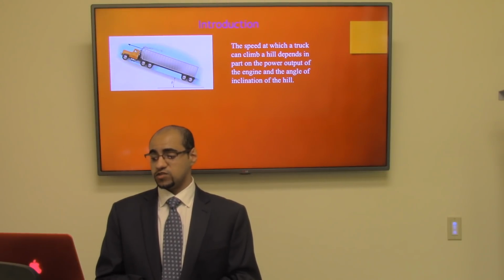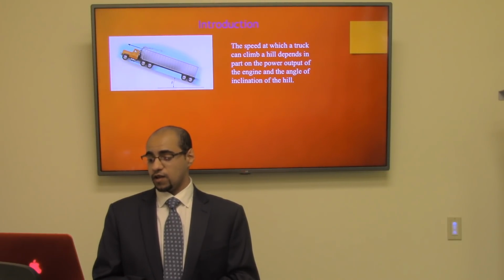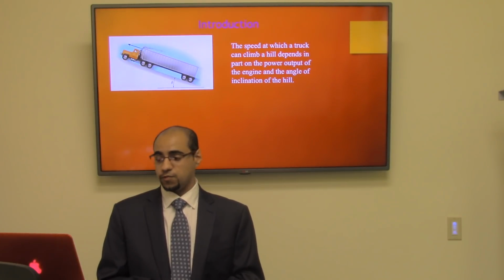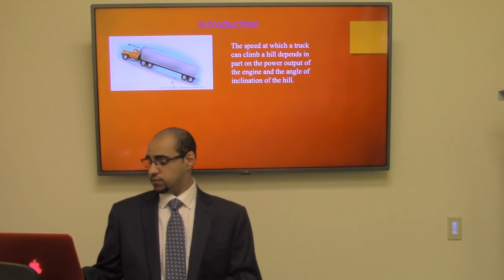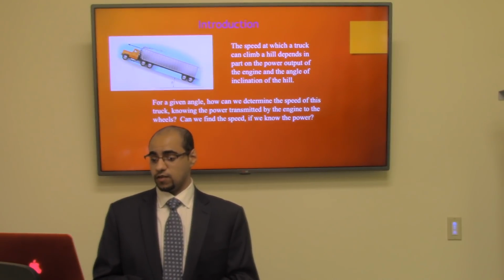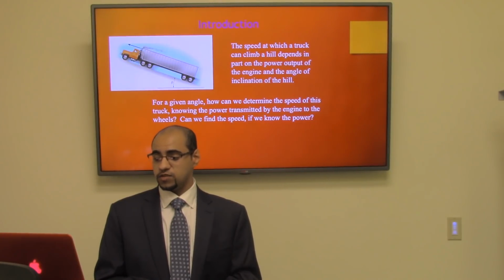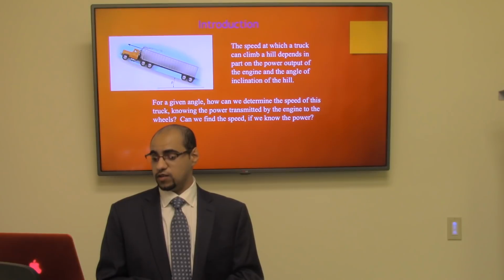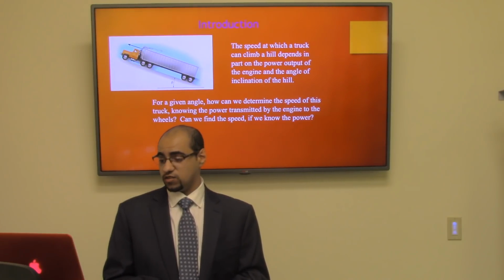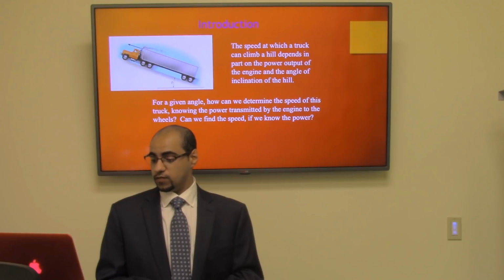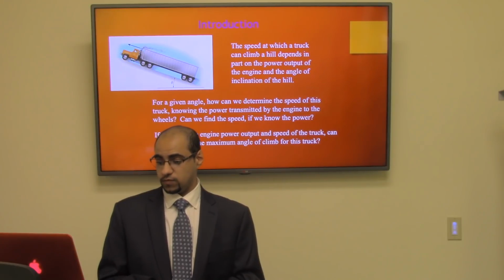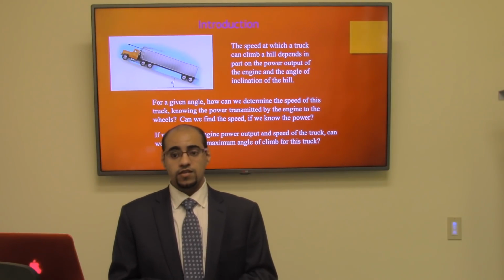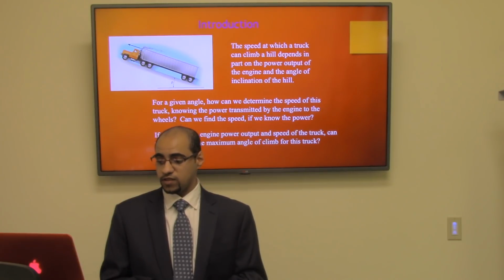The speed at which a truck can climb a hill depends in part on the power output of the engine and the angle of inclination of the hill. For a given angle, we can determine the speed of the truck, knowing the power transmitted by the engine to the wheels. If we know the engine power output and the speed of the truck, we can determine the maximum angle of climb of the truck.